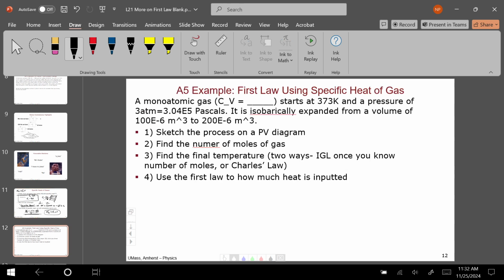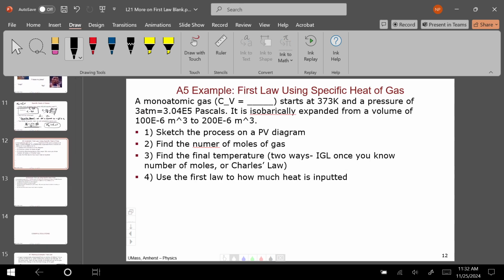So we will start by hopping into an example. This is actually the last example on this set of slides. In this example, a monoatomic gas, and then I give you the hint, that's secretly telling you CV, starts at a certain temperature and pressure, and then an isobaric expansion happens. And I ask you a bunch of things about what happens during the isobaric expansion.